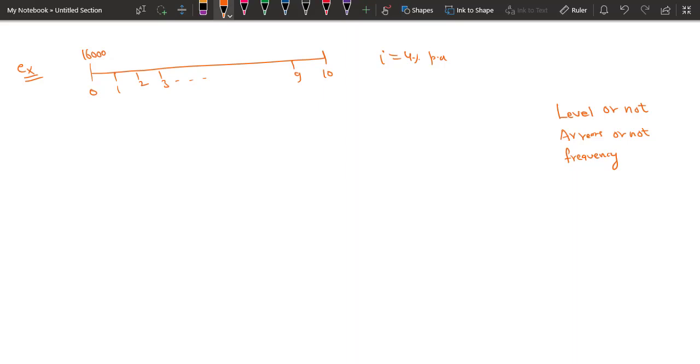To calculate that, we'll first frame the equation of value, which will be 16,000 equals, let's say the payment is X annually, times a10. As simple as that, nothing new. If you calculate the value of a10 from the tables at 4%, you will find that your X will come out to be 1972.66.